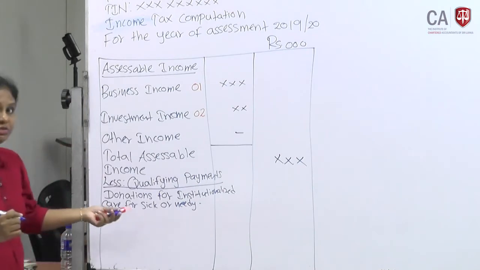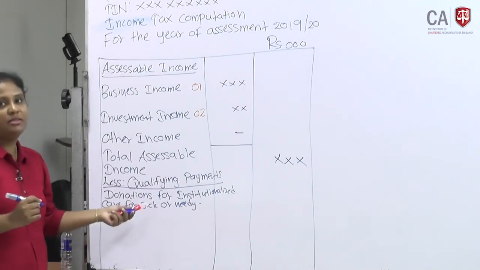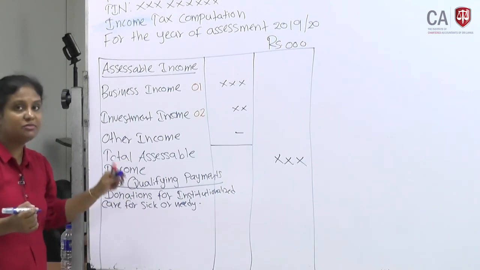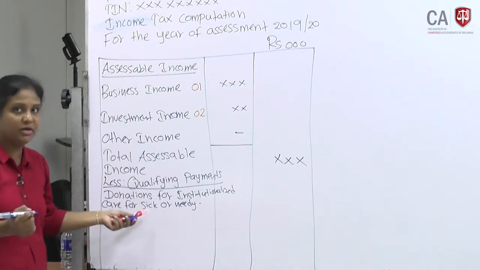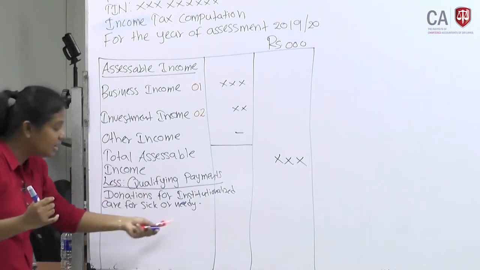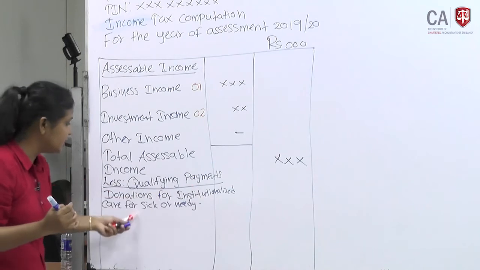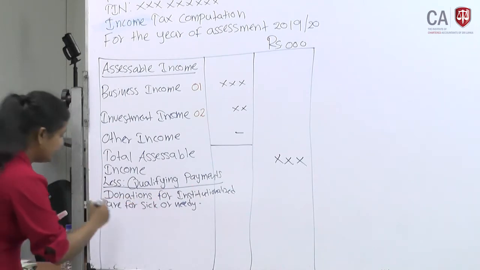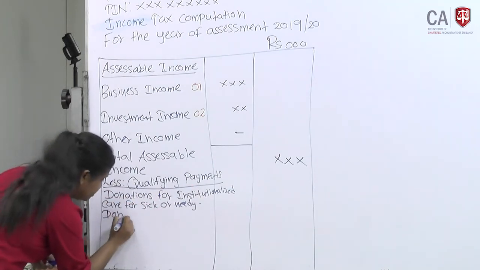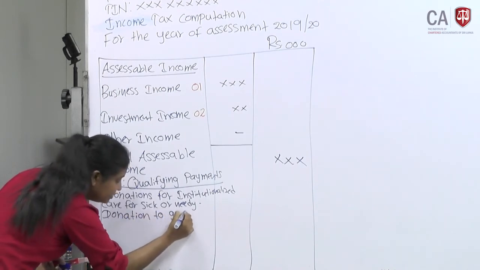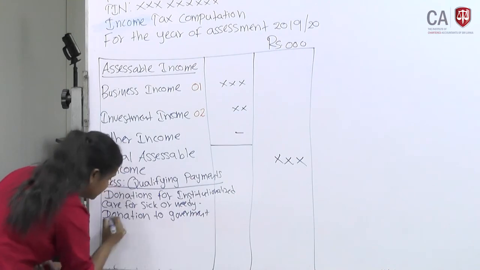Subject to limit. You should know what the limit is: one-fifth of the taxable income or the actual donation of 500,000, whichever is lower. I am thinking that you have a higher level of theoretical knowledge. Then, donation for institutionalized care for the sick or needy. Next, for example, donation to government.